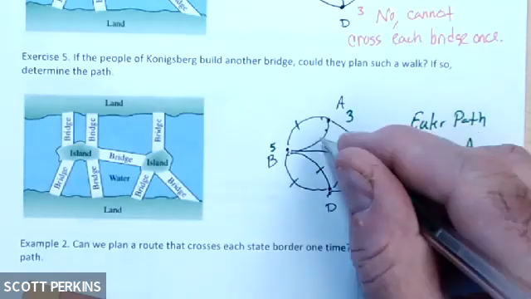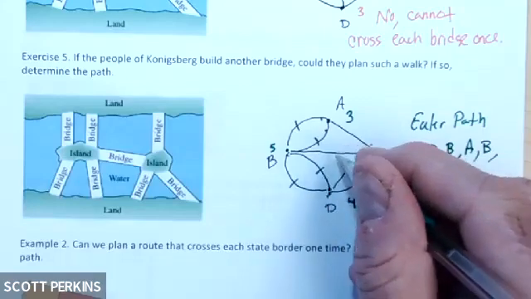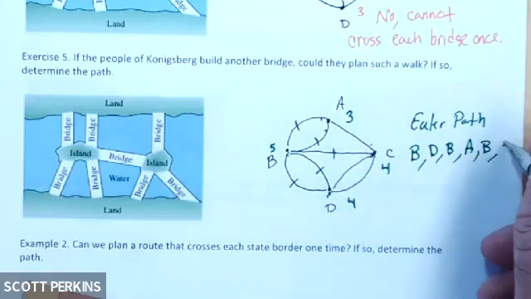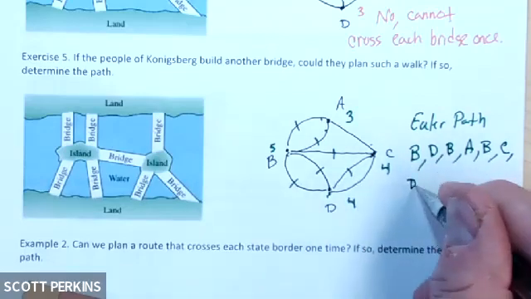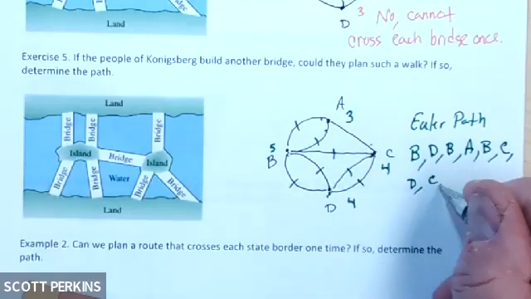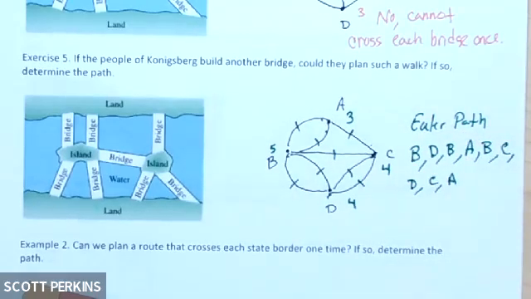And then from A, I'm going to go back to B because I'm really digging that island right there. Then I'm going to cross over to C. And then from C, I'm going to go down to D. And then I'm going to go back to C. And then finally, I'm going to end up at A. And there's my Euler path.